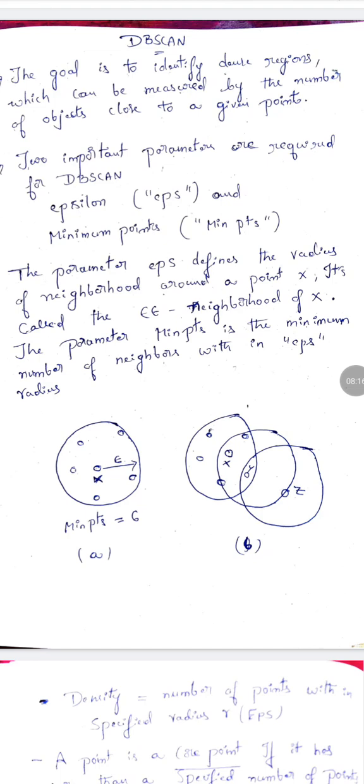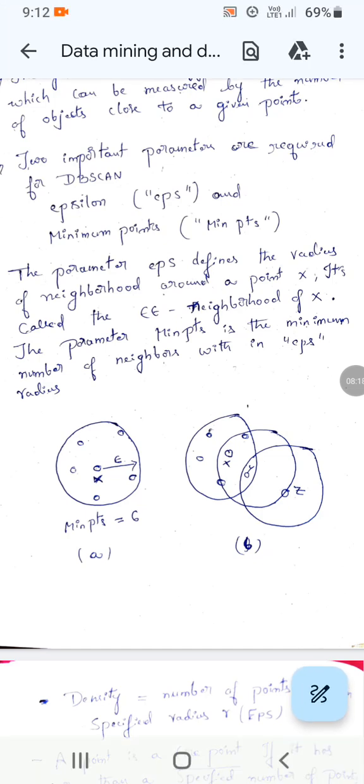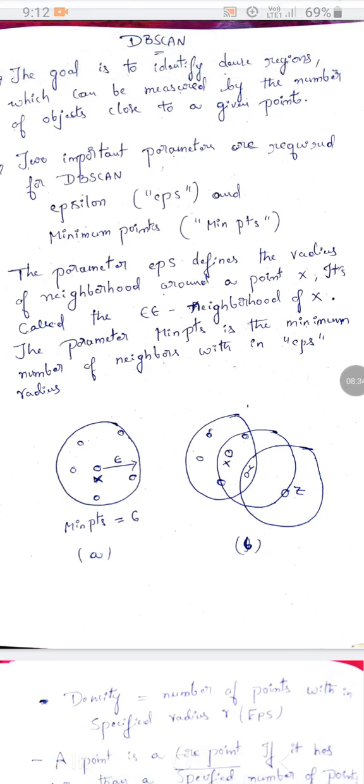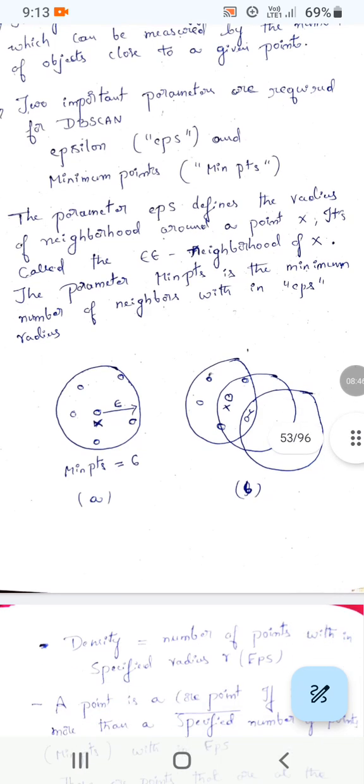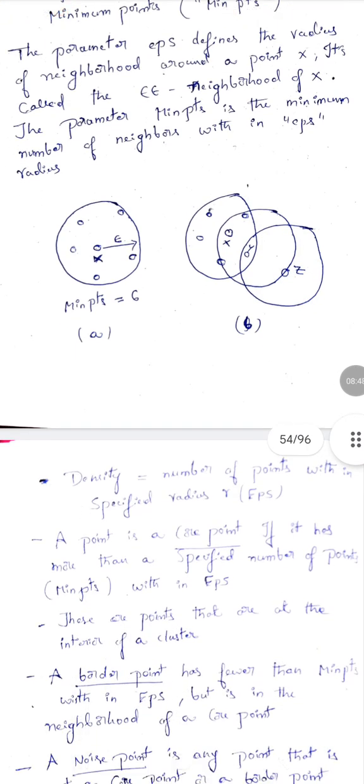The radius is nothing but half of the diameter. We are considering the distance from the center point to the touchable point of the circle, and that is called the radius. Radius is nothing but epsilon. Here, for minimum points, how many points are there? Like round circles, minimum points are 6 in A. And in B, there are also some minimum points.